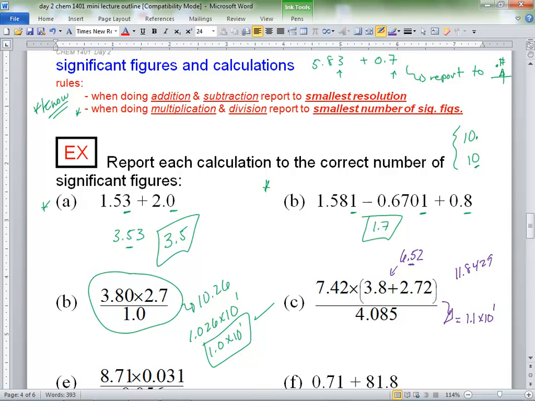So I see 2 ways to give the answer. You could just write 12, or 1.2 times 10 to the 1. Because of this digit right here, you can't write the 11. You're going to have to round up because of that 8. So it'll be 1.2 times 10 to the 1. Or you could write 12.